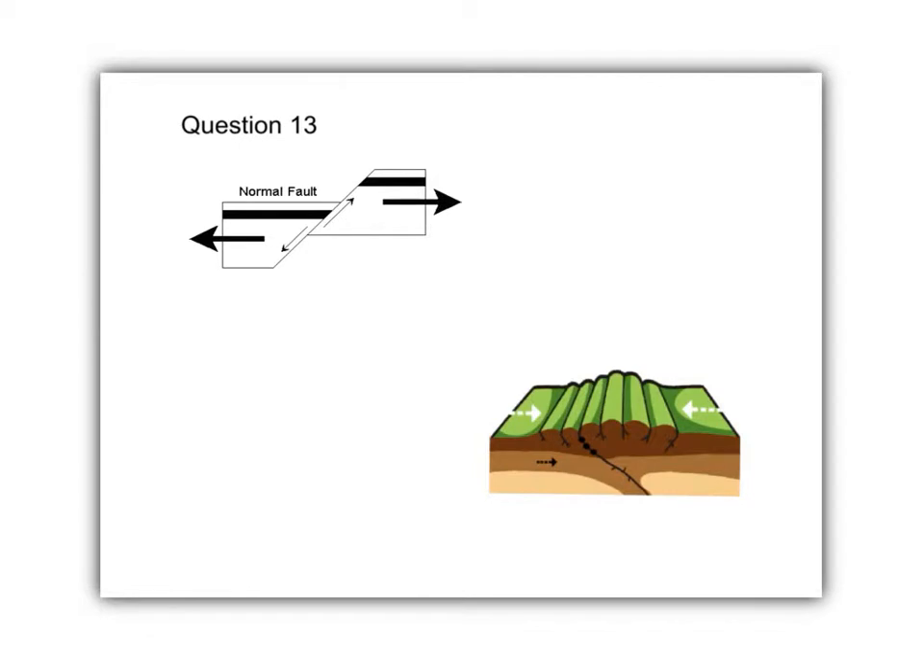Question 13. It says define the following. So we have a normal fault and a process of orogenesis. This is a normal fault. So if you can remember, the hanging wall falls down and the footwall stays up, that is a normal fault. For the process of orogenesis, that is the process of mountain building. This is an example of that. Pushing in and mountains are formed.